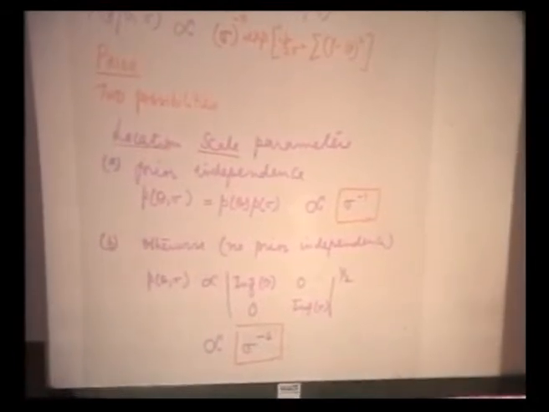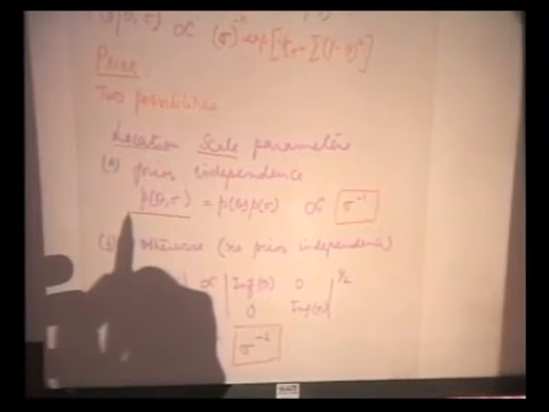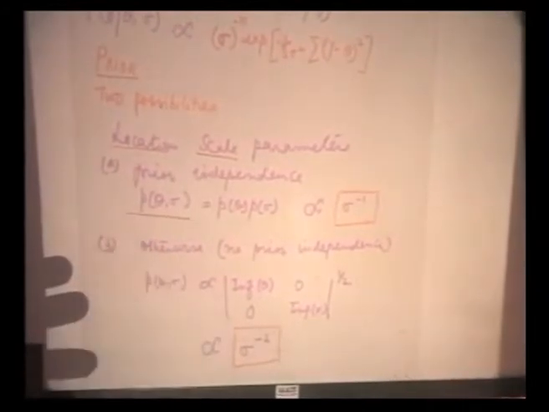Now, of course, what is usually done, and it looks very convenient to work with, is to assume prior independence. You assume that the mean and the variance are a priori independent, because now we are moving to a two-parameter situation, so we really need to extend the Bayes theorem to the two-parameter case. We need to specify a prior not for just one parameter.